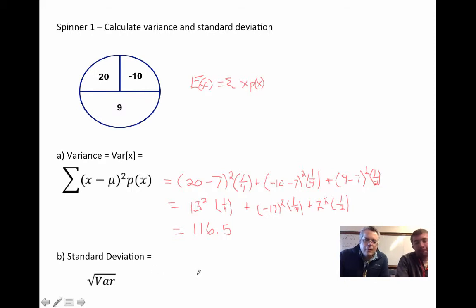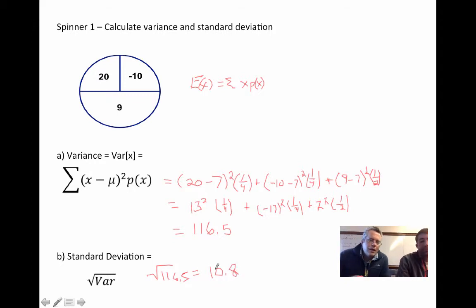All right, now that's the variance. We didn't care about variance before, but it's important with random variables, and we'll see why in a few more days. Now, take the square root of it, and we have the standard deviation. The square root of 16.5 is about 10.8. So this is a theoretical value.